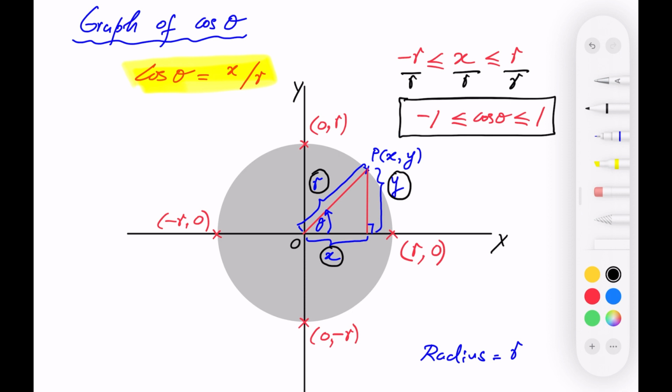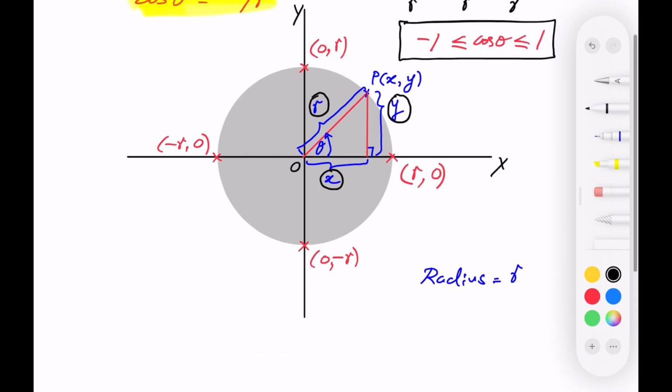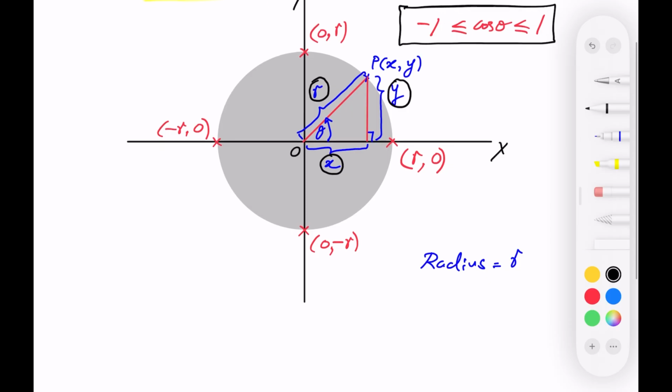Now we will go ahead and obtain the graph of cosine theta. However, for simplicity, I'm going to assume that radius is equal to 1.